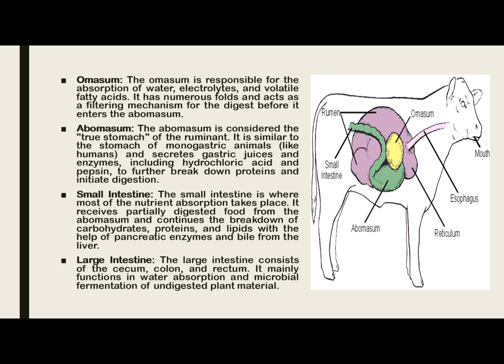Small intestine. The small intestine is where most of the nutrient absorption takes place. It receives partially digested food from the abomasum and continues the breakdown of the carbohydrates, protein, and lipids with the help of pancreatic enzymes and bile from the liver. Large intestine. The large intestine consists of the cecum, colon, and rectum. It mainly functions in water absorption and microbial fermentation of undigested plant material.